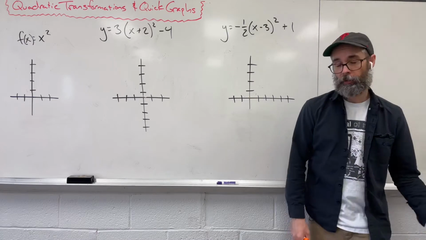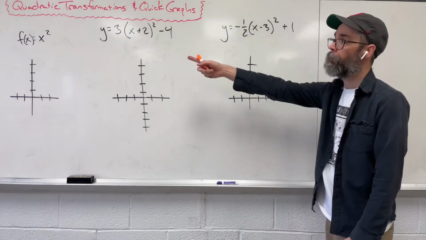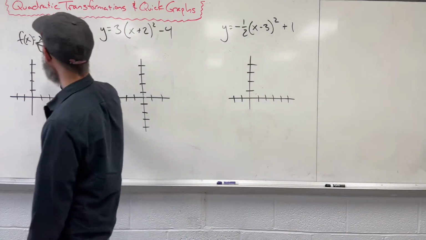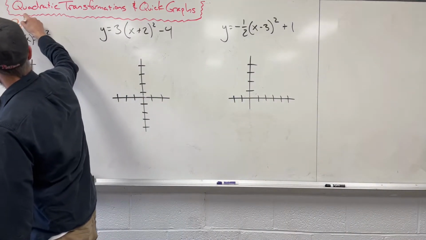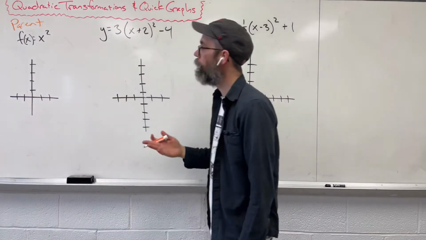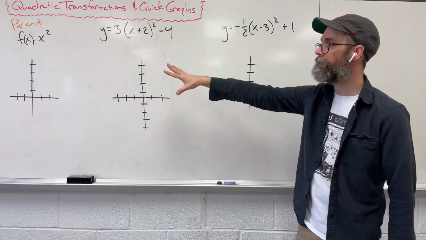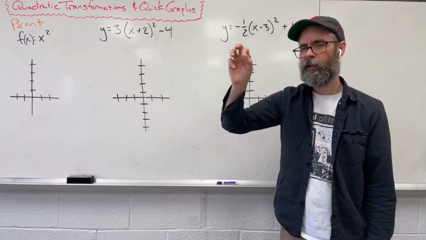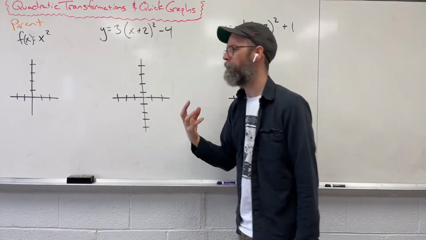Hi, we're going to look at quadratic transformations and quick graphs. Now, the first problem over there, f of x equals x squared, we call that a parent function, like mom and dad. Parent. Why do we call it parent? Because everything we do stems from and is part of this graph. We all look like it, but not enough to be identical.